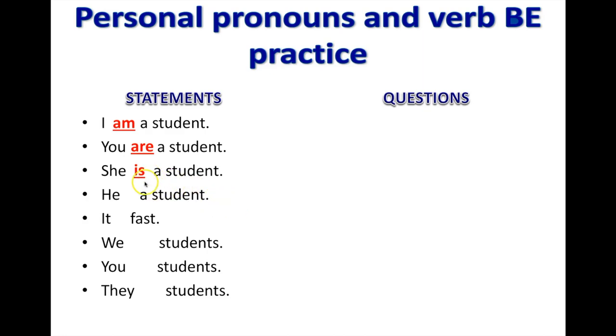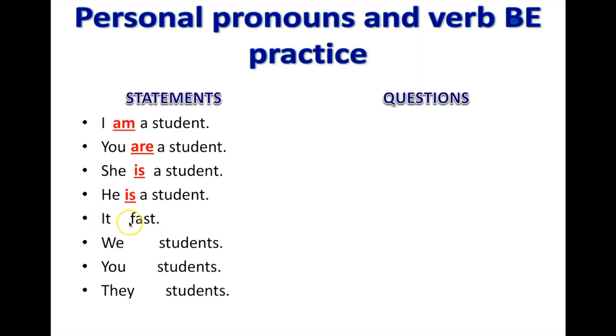Is, very good. She is a student. Very good. Good student. You're improving your English. You're learning. That's good. How about number four? He, a student. He is a student. Very good. How about this one?